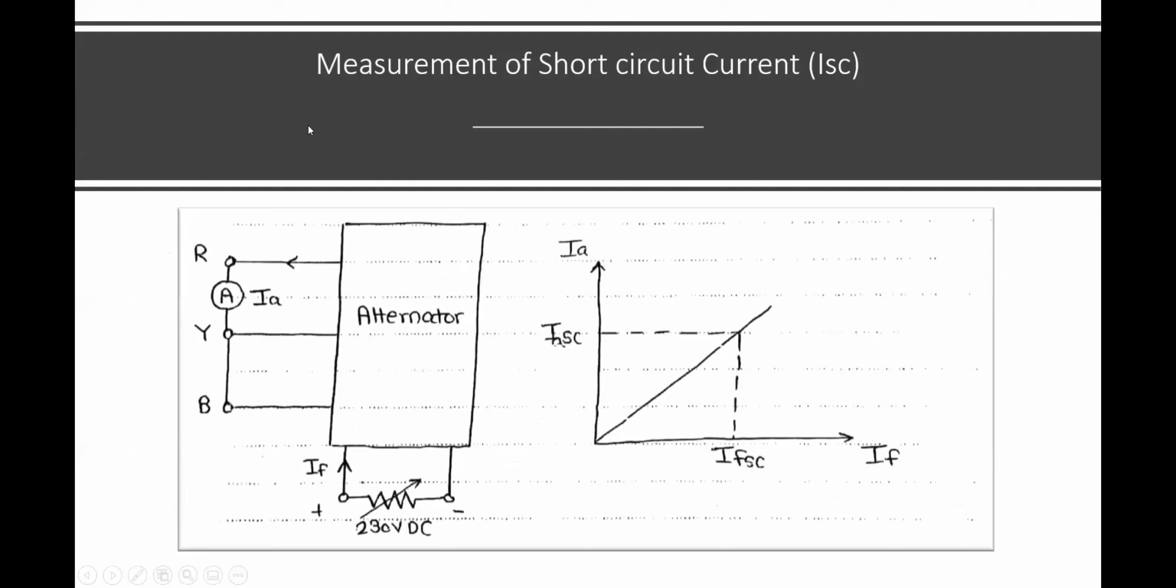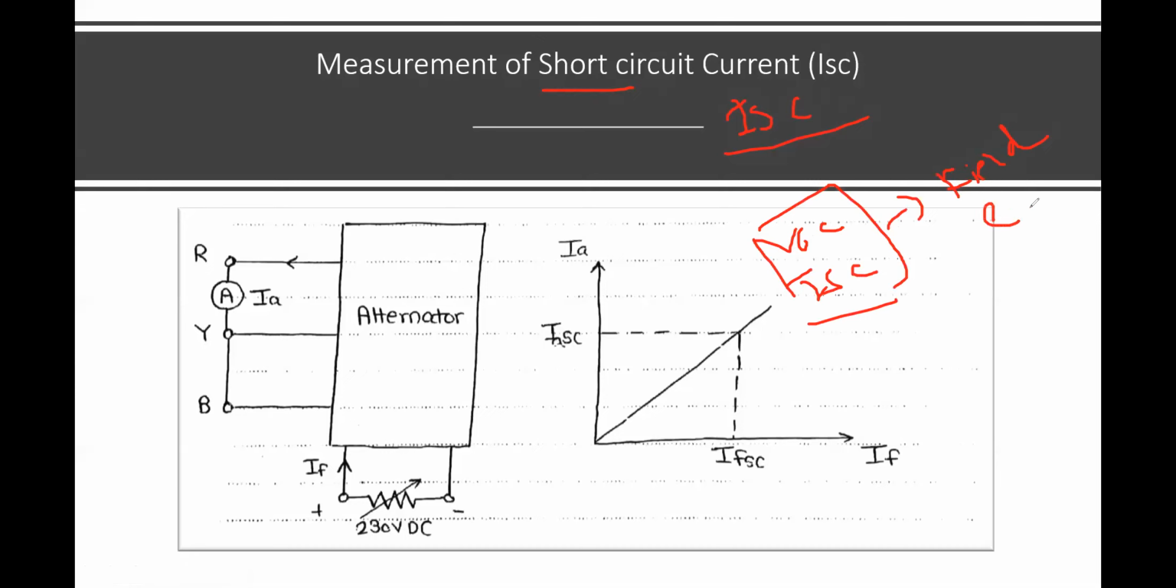So the next test is the short circuit test. In the short circuit test I can calculate ISC, as I mentioned in the headlines. So how can I calculate ISC? One thing you observe: both VOC and ISC play with which quantity? Both these quantities play with one quantity, that is field excitation. There is no confusion.